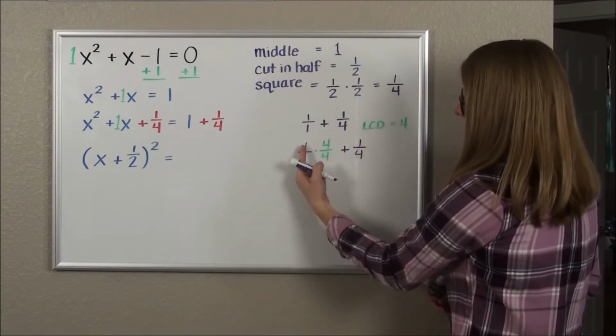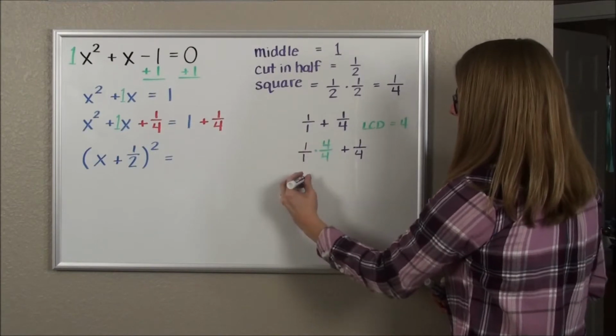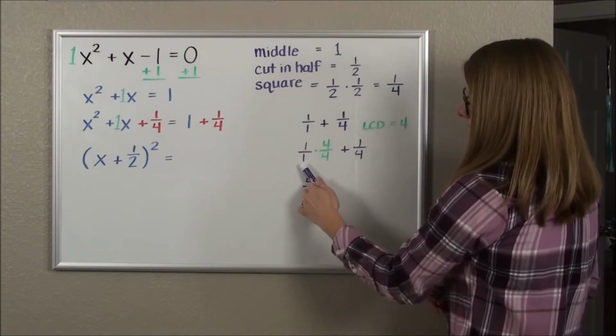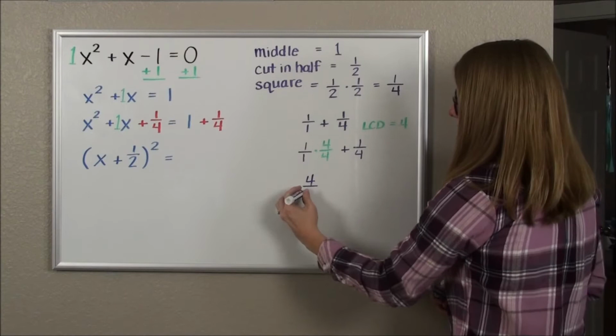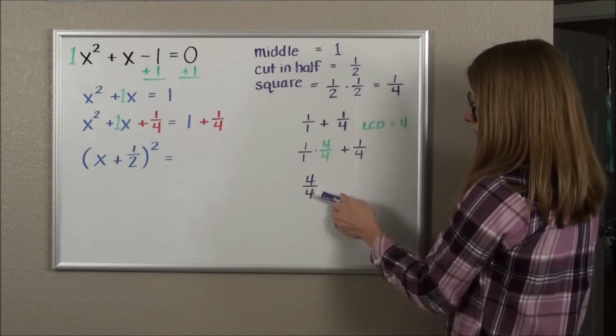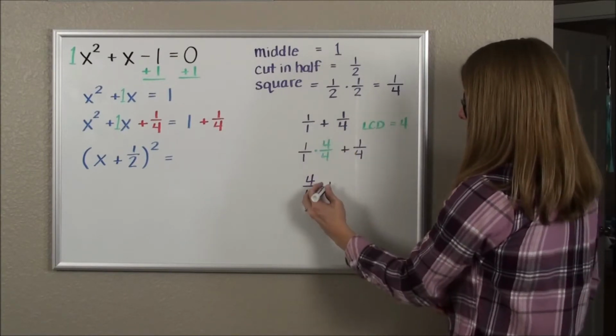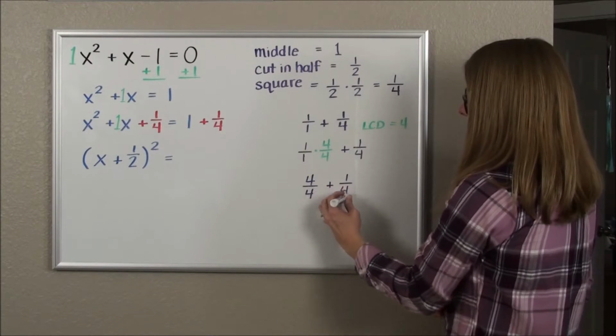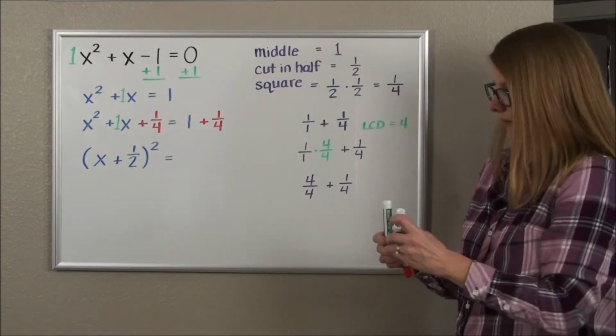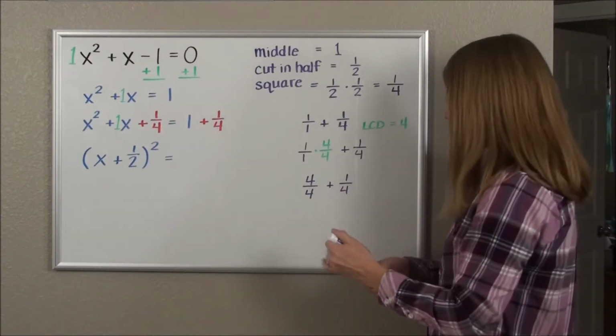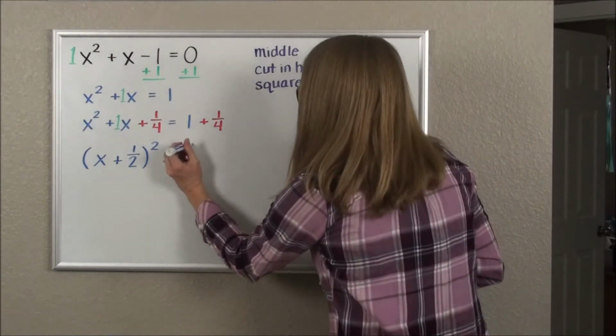So this gives me, if I go straight across, 1 times 4 is 4. Down on the bottom, straight across, 1 times 4 is 4. You can verify 4/4 is still 1. But if I have 4/4 plus 1/4, I wind up with 5/4.